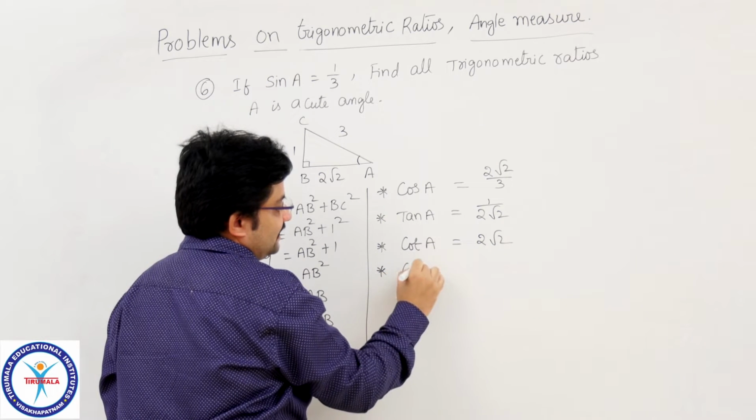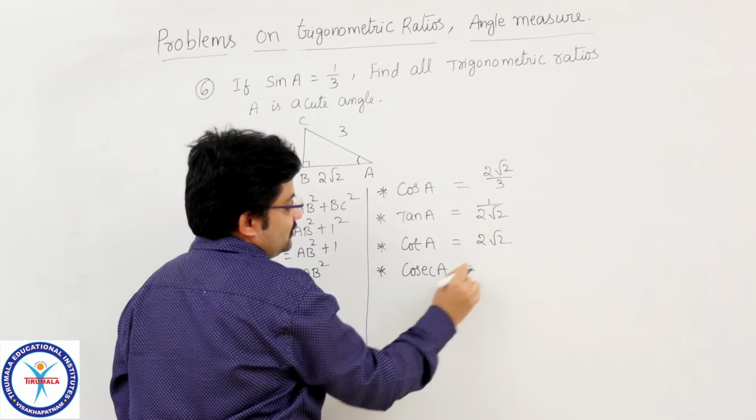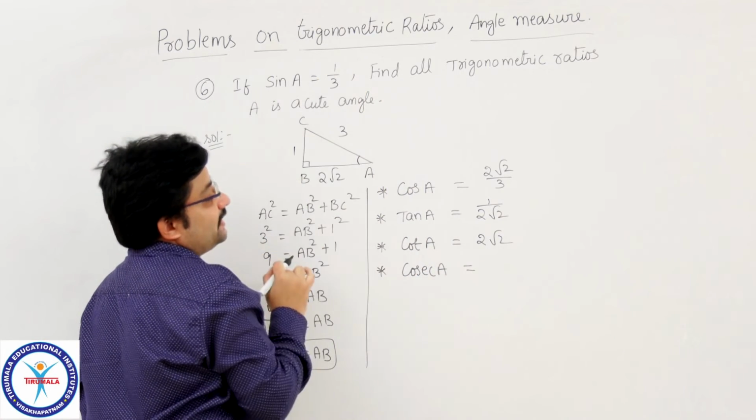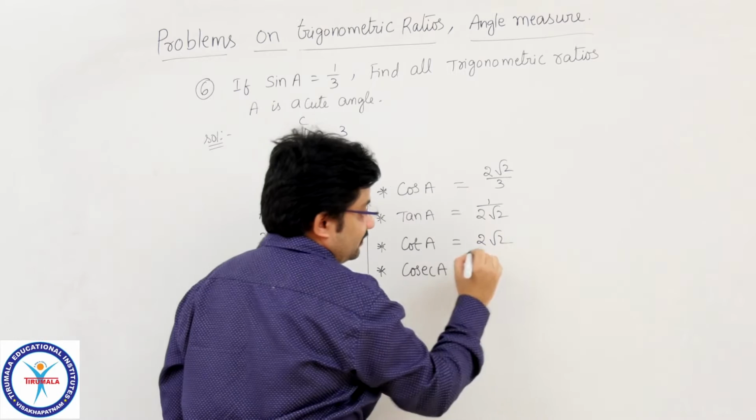Next, cosecant A. Cosecant A is the reciprocal of sine. Sine A is equal to 1 by 3. The reciprocal of 1 by 3 is 3 by 1, that is 3.